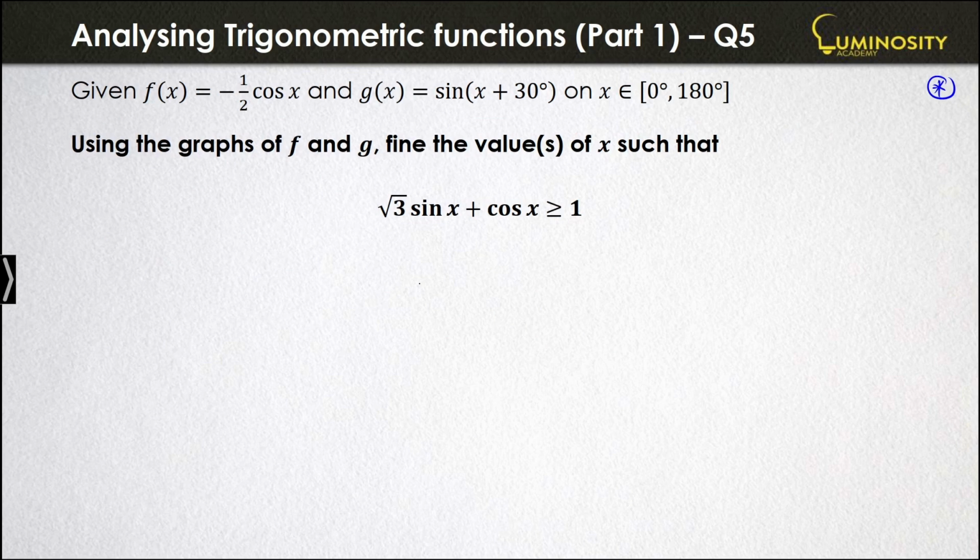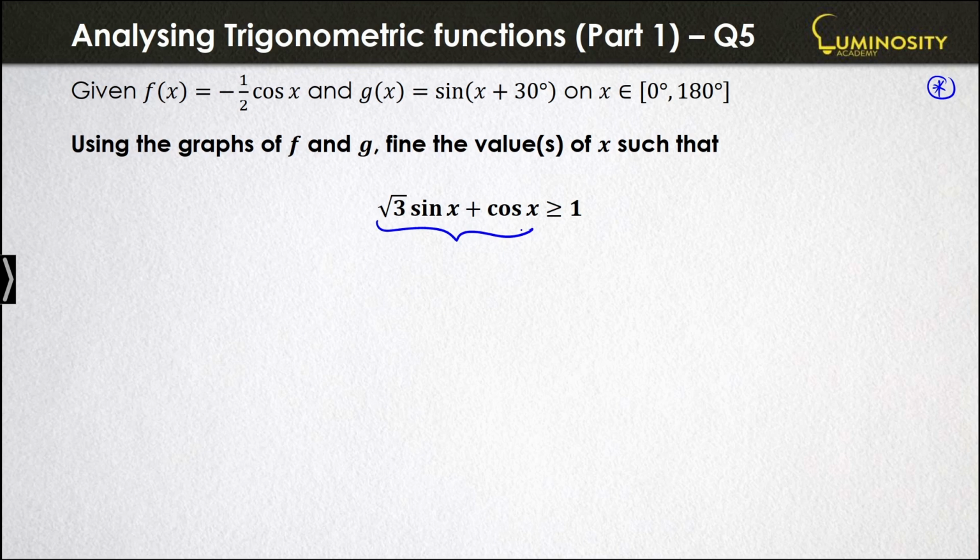Lastly, you want to use the graphs of f and g and find the values of x such that root 3 sine x plus cos x is greater than or equal to 1. Okay, so initially this looks quite random, but it says use the graphs. So the graphs are probably an indicator that we need to use this. So that means we can probably rewrite this expression somehow given these two functions here.